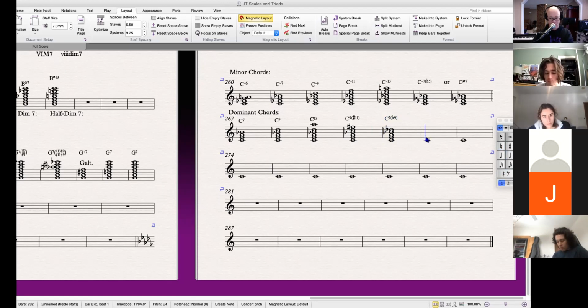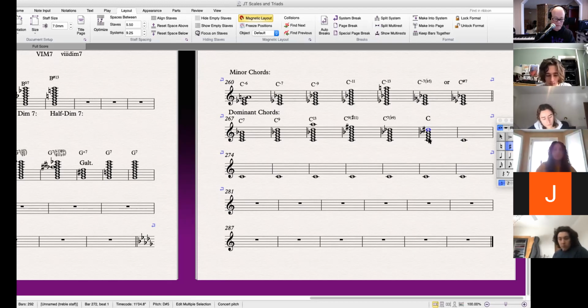Now we get to an interesting one. And this is exactly what you'd expect it to be. C7 sharp 9.